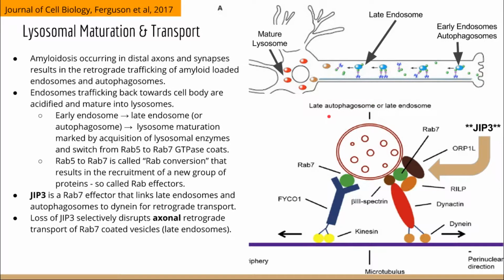But the central players in this paper are Rab5 and Rab7. Rab5-coated vesicles are early endosomes. And as these Rab5-coated vesicles, these early endosomes, move from the synapse towards the cell body, they undergo this process of Rab conversion, where they swap Rab5 for Rab7.